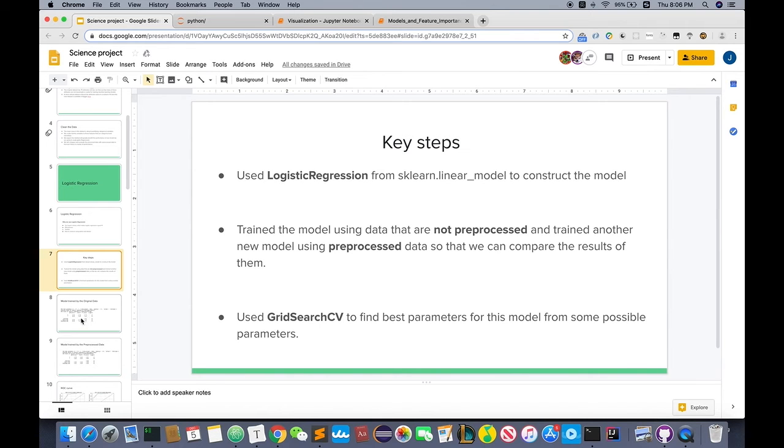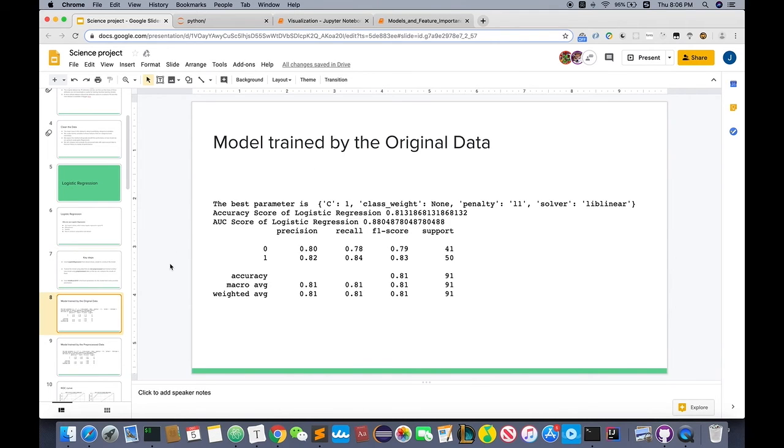Let's take a look at the results. First, let's take a look at the model we trained using original data. The original data is the data that have not been pre-processed. We found that the AUC and the accuracy are actually very satisfactory, which means the logistic regression is very suitable for our data set.